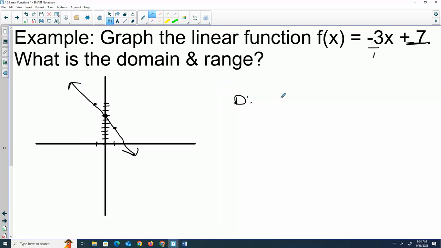What's our domain? Domain is the x as we go from left to right. That's going forever in the negative direction. This is going forever in the positive, so negative infinity to infinity. Range is referring to my y. That's going down forever, so it's coming from negative infinity. Going up forever, so going to positive infinity. Any questions on that one?